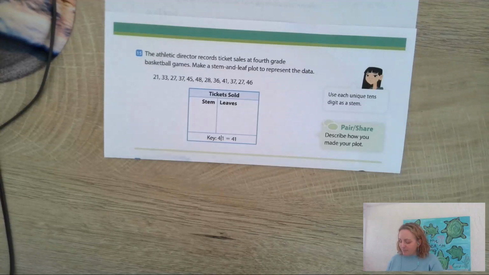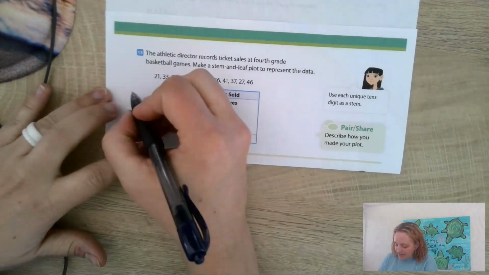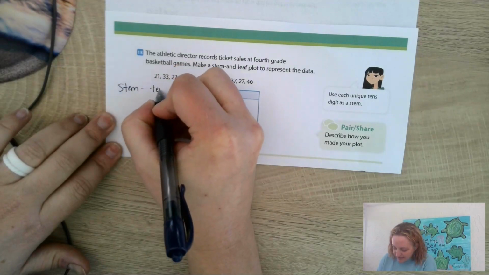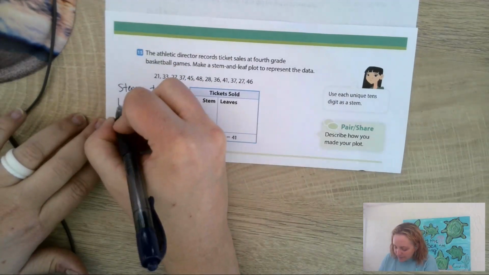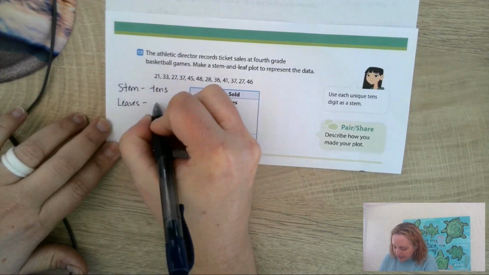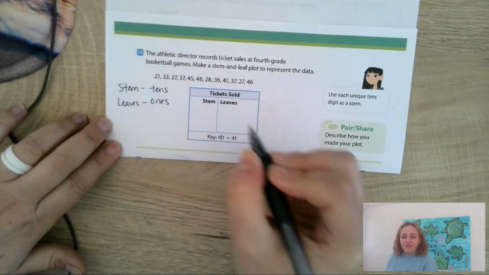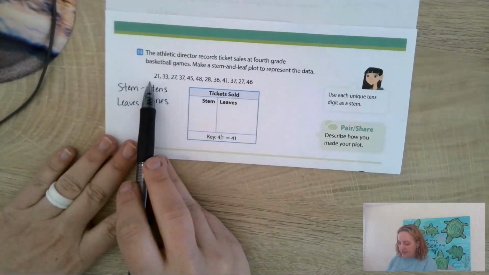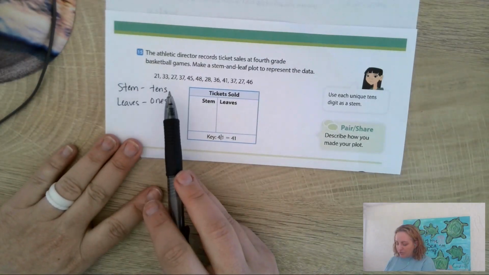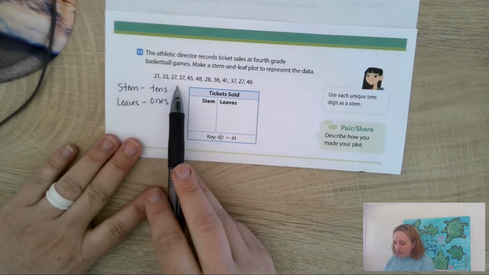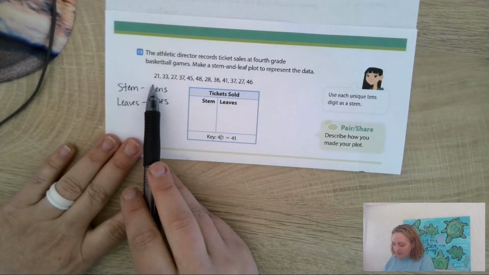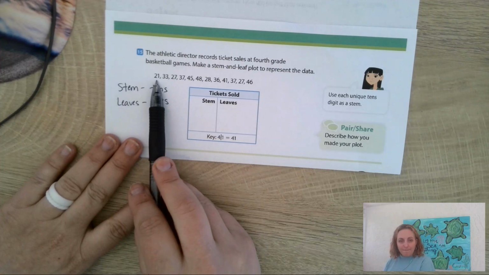Remember the tens place, the stem is the tens place. I'm going to write that over here to the side. And the leaves are the ones place, and they do have to go in order. So basically what we want to do is look at our data right here. This is tickets sold for basketball games, and we want to find the smallest number. The smallest number I see is 21.